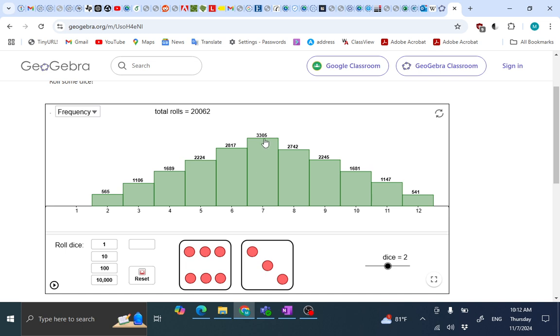So as you notice, this is 6 times more likely than this. This happened 500 and so many times. This happened about 3,000 times. This is 6 times bigger than that one. So those are the things that we have in store for us. We want to study all these cases and assign probabilities to them.